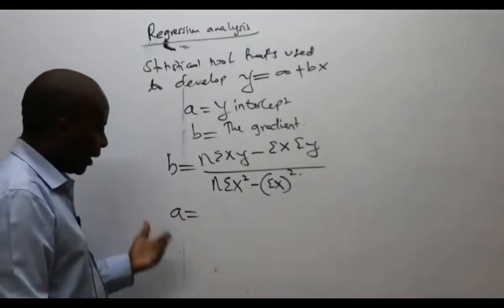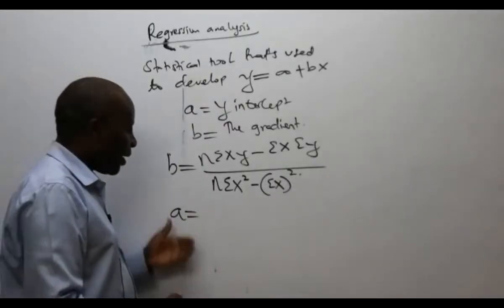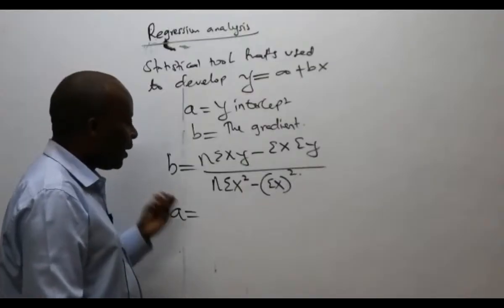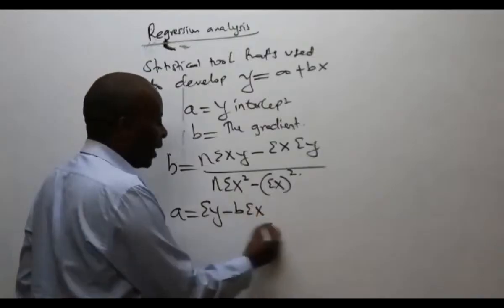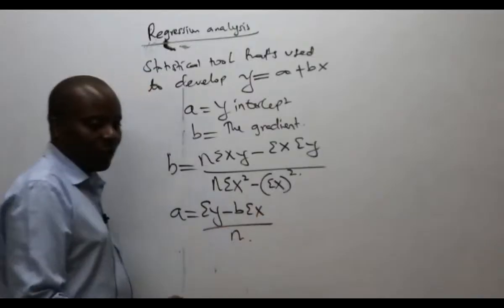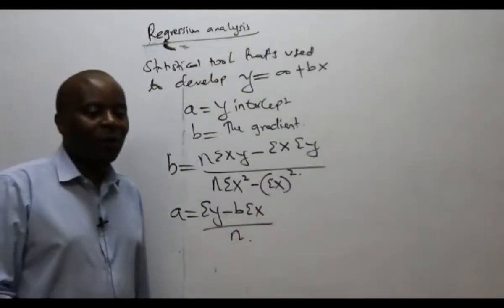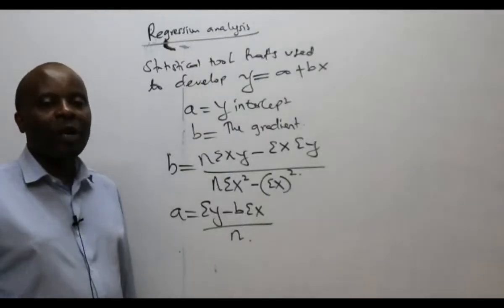To help you very quickly here, to get a, which is the intercept, we normally take summation of y minus b summation of x, all over n.